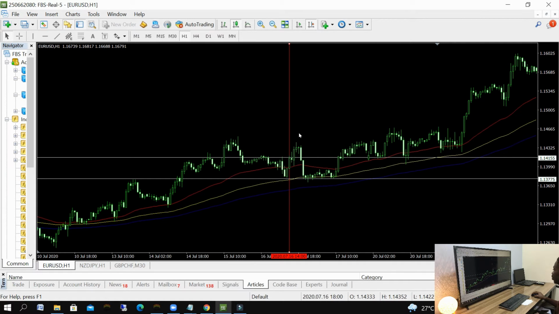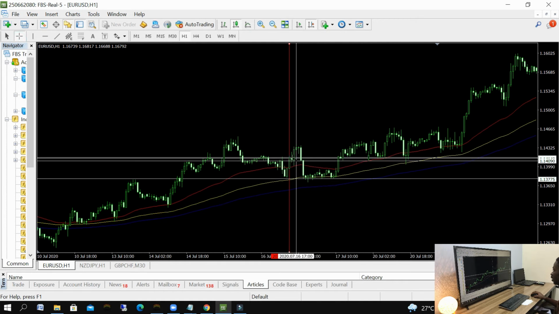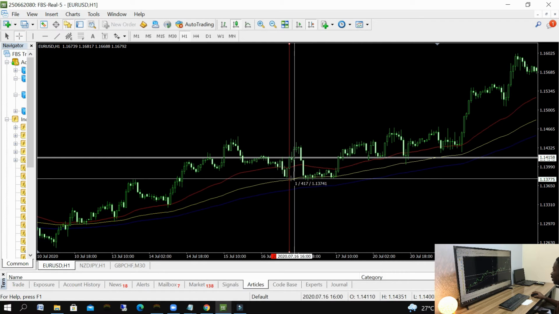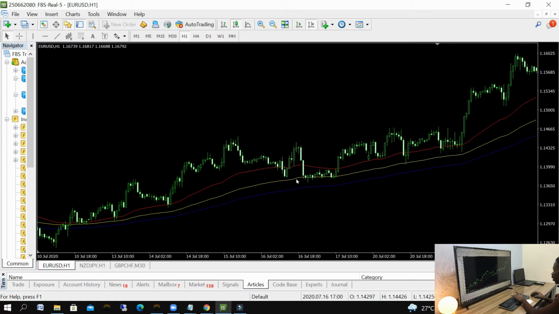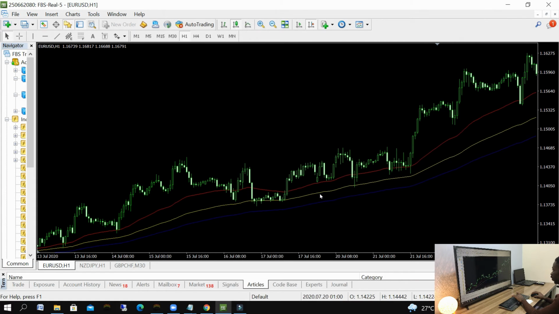So you target a 1-to-1 ratio. Since we entered our first trade there, the trade is 41 pips SL, so we also target 41 pips take profit. The price did not reach 41 pips before the SL got stopped out, so we look for another trade again.